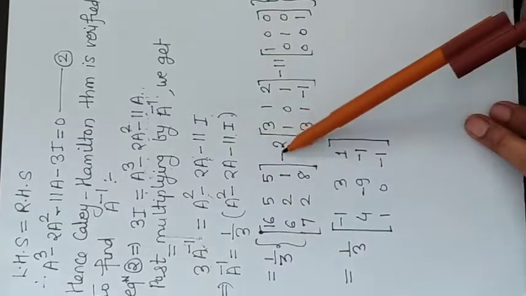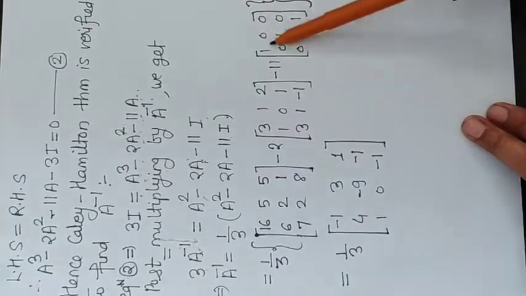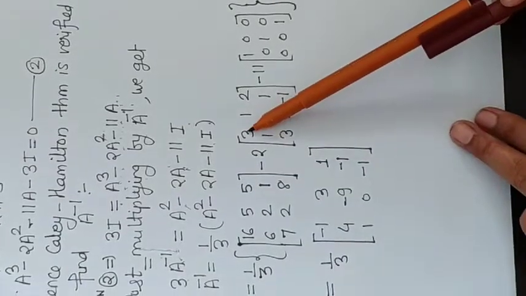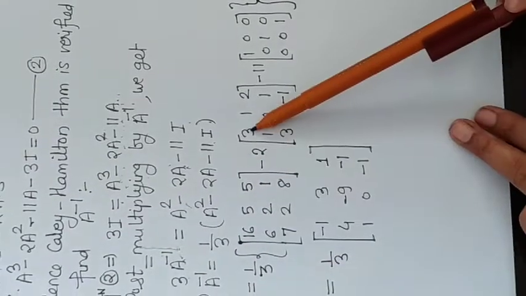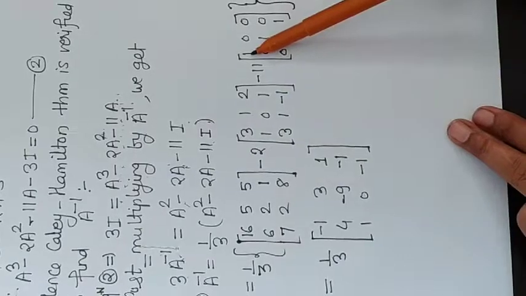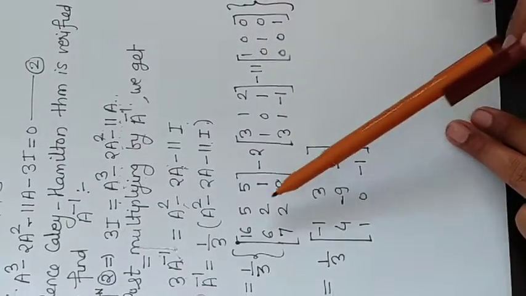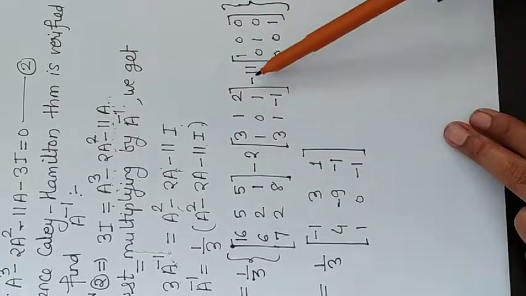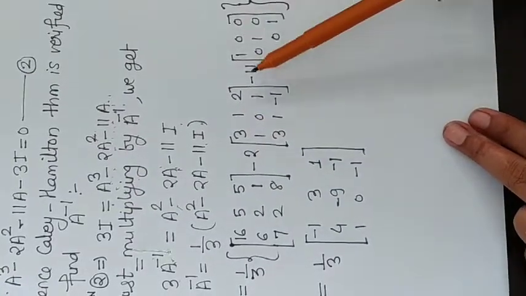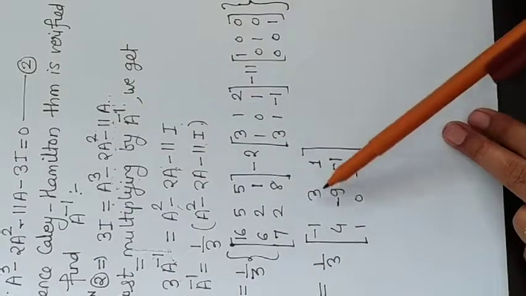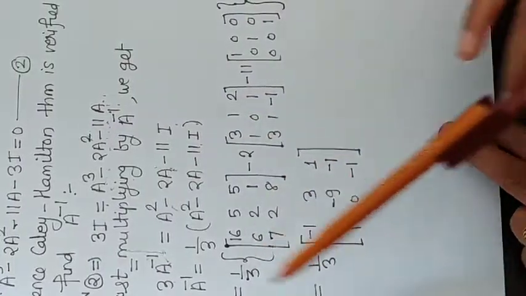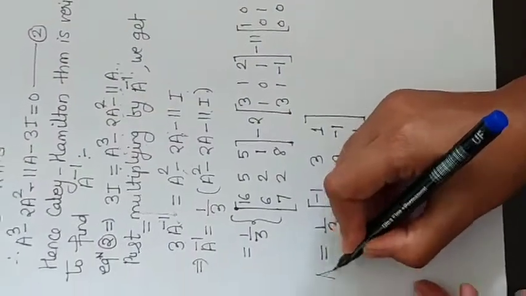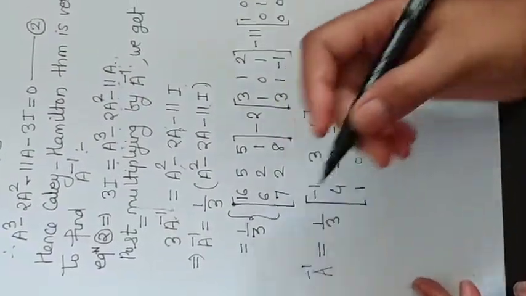Substituting A square minus 2 times A minus 11I. Simplify. 16 minus 2 into 3, 6. 16 minus 6, 10. Minus 11. 10 minus 11, minus 1. Then 5 minus 2, 3. Then minus 11 into 0. So 0. So 5 minus 2, 3. Like this we will simplify. So we get the inverse of the matrix by using the Cayley-Hamilton theorem.